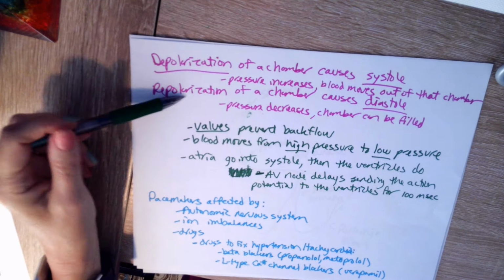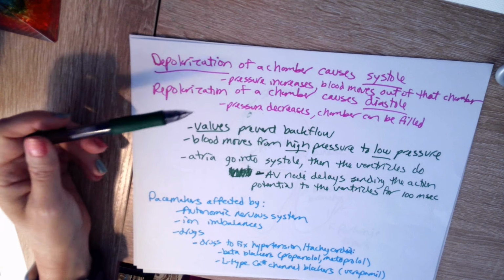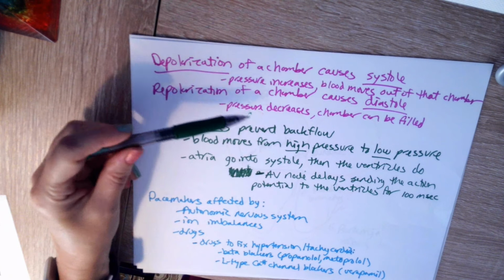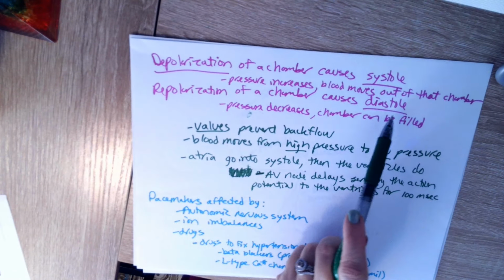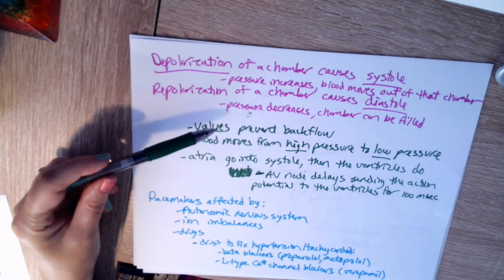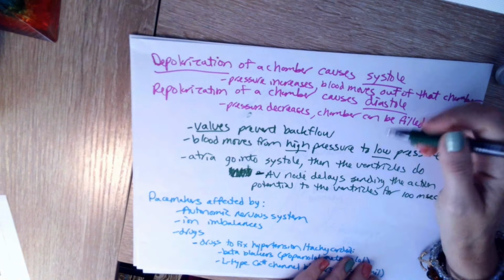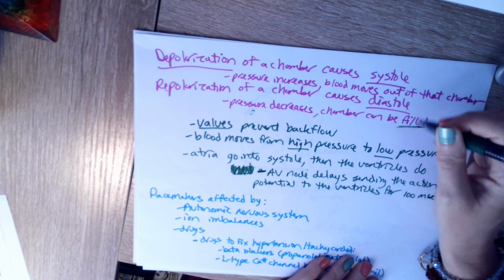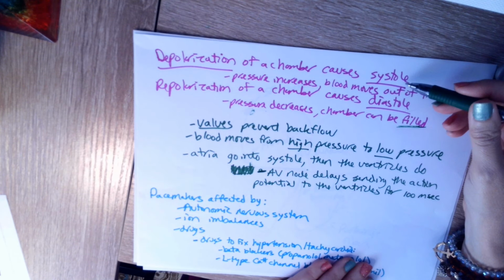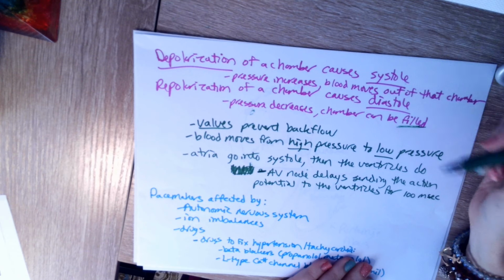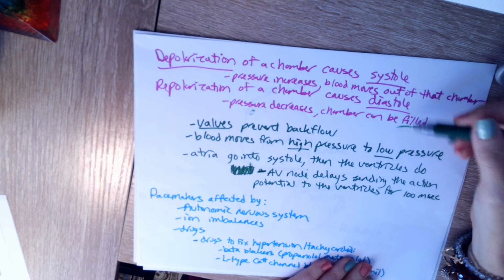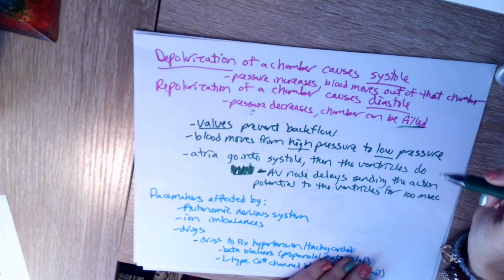When you repolarize the chamber, that causes it to relax. So the muscles are relaxing, and we call that diastole when we're talking about heart chambers. As we relax the chamber, the pressure decreases, and that's when we can fill the chamber. So we'll fill it, and then we'll contract it and push the blood out. Fill it, contract it, push the blood out. So that's always going to be, you need to fill it before you can move something out of there.